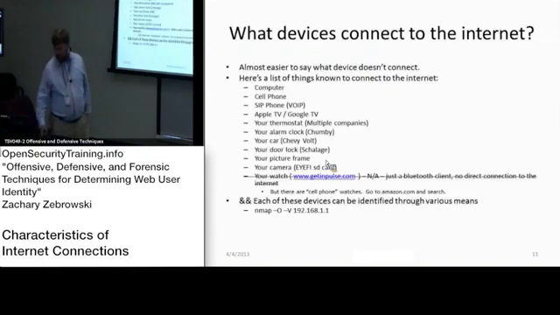So there are a ton of different devices that connect to the internet, which shouldn't be a surprise to anyone. Each of these devices can be identified by using Nmap or other characteristics. If you know the device that they're using, you can then find out more information about the user. So these are things just to keep in mind.